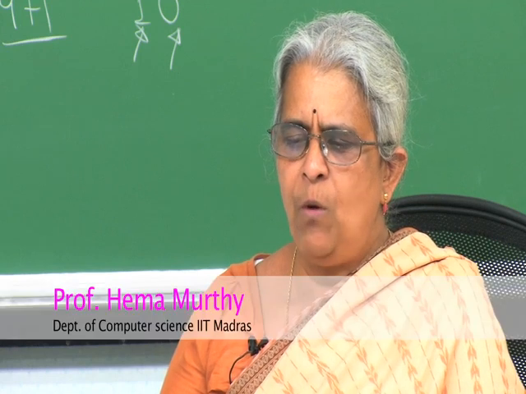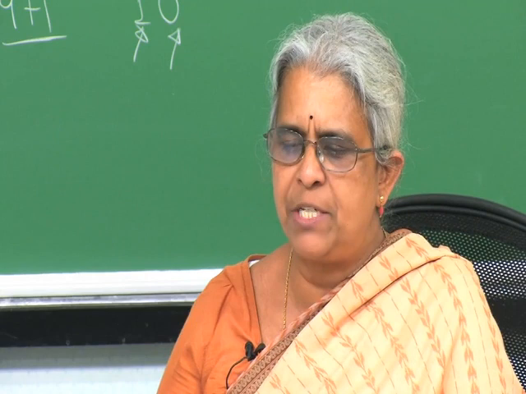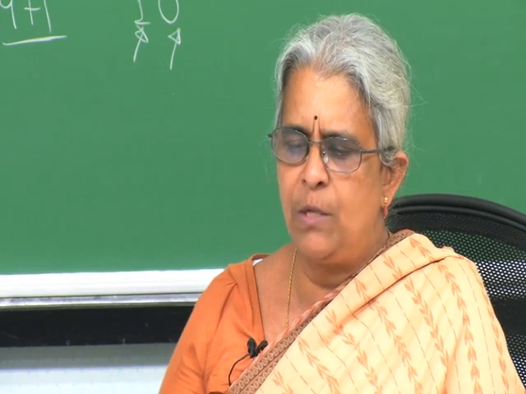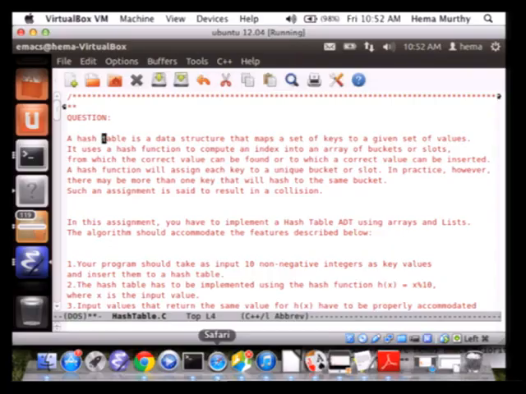Okay, so now we are going to see the solution to the hash table question. So let's go over this question once again. What does it say? A hash table is a data structure that maps a set of keys to a given set of values. It uses a hash function to compute an index into an array of buckets or slots, from which the correct value can be found or to which a correct value can be inserted.